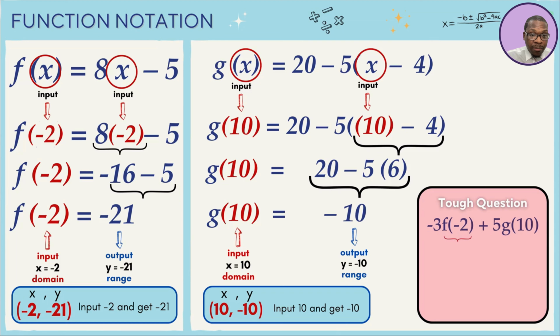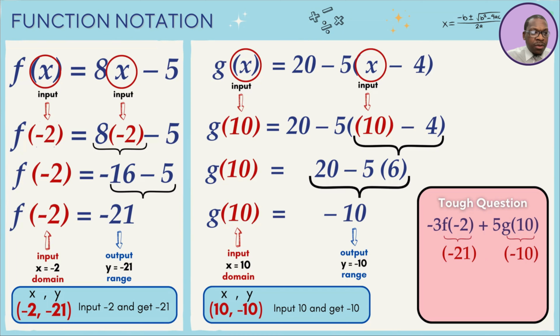Look at the problem again. Look at this problem here and here. Those should look familiar because we just solved those problems. F of -2, we just solved. And G of 10, we just solved. What is F of -2? It's -21. We just solved it. What is G of 10? It's -10. We just solved for that.